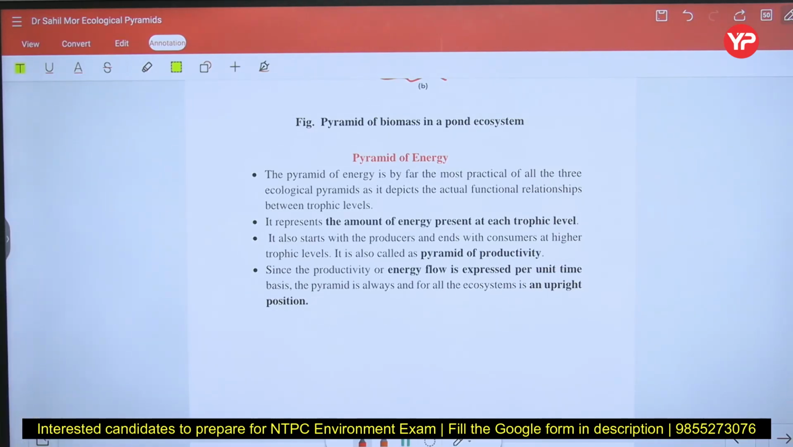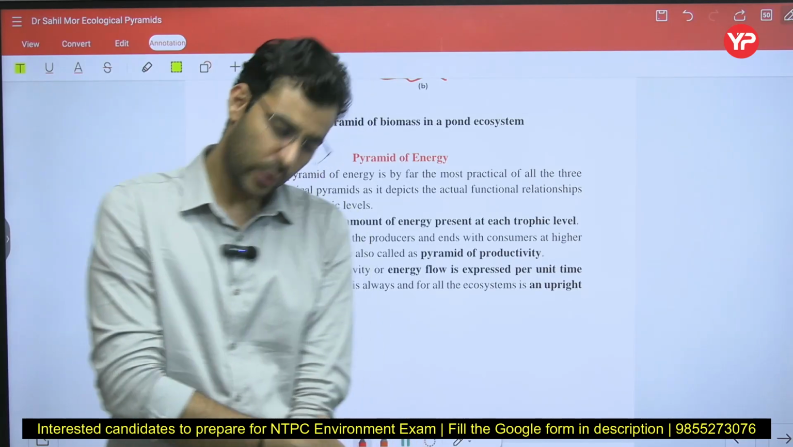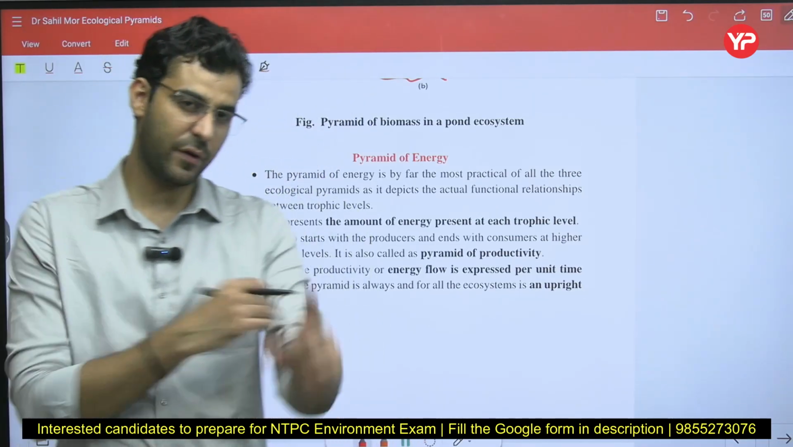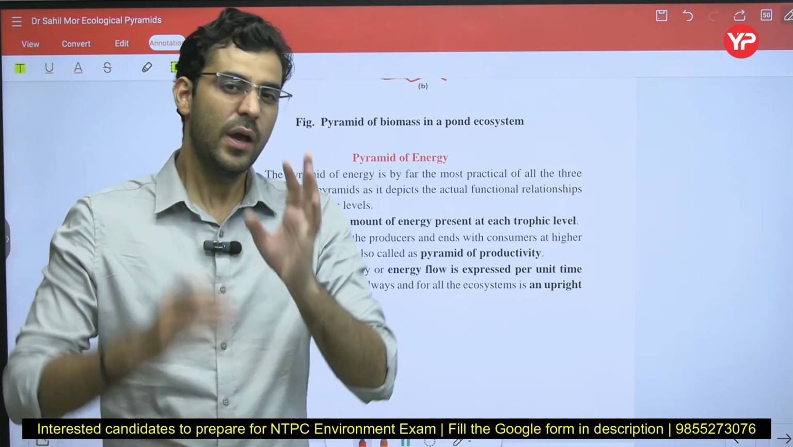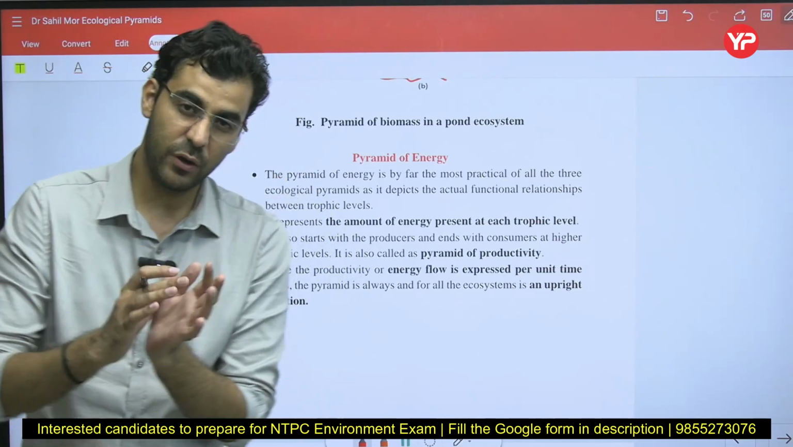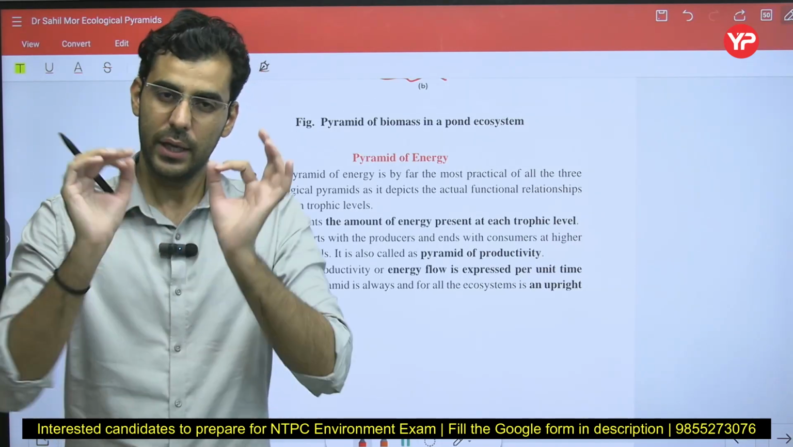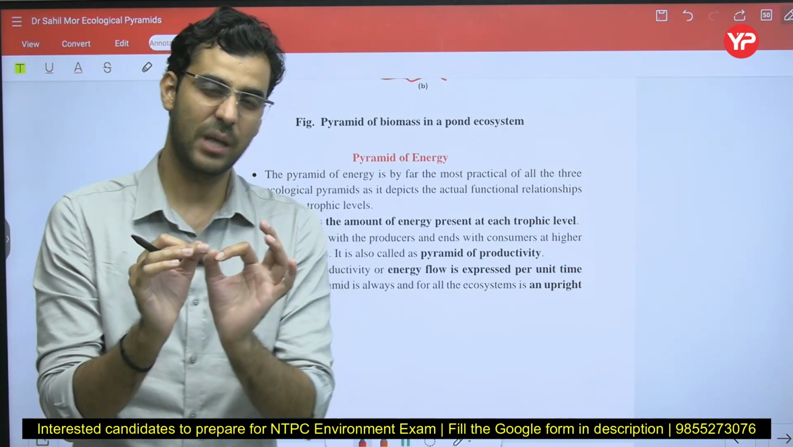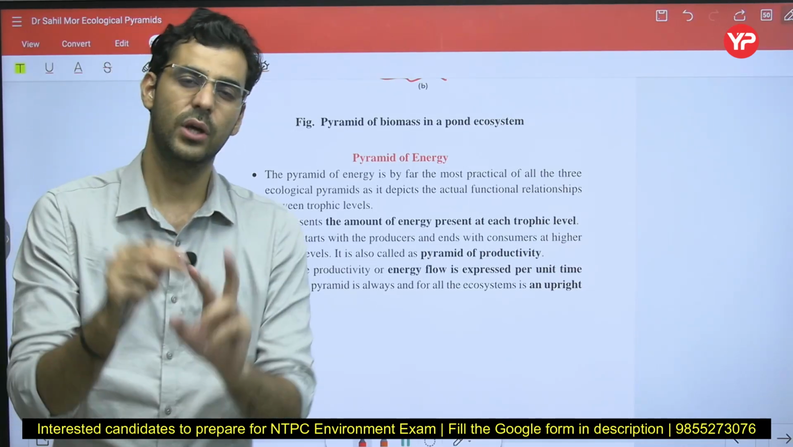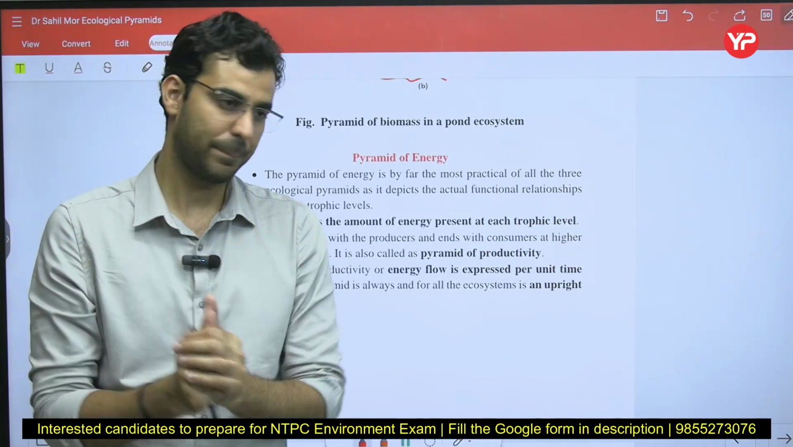Moving on to your last shape, pyramid of energy. We have covered pyramid of number, pyramid of biomass, and lastly pyramid of energy. The shape for pyramid of energy will always be upright for any ecosystem. Okay, remember it clearly. If they ask you for any example, be it forest or aquatic, the answer will be upright. Why?